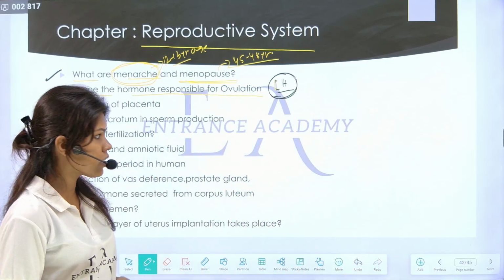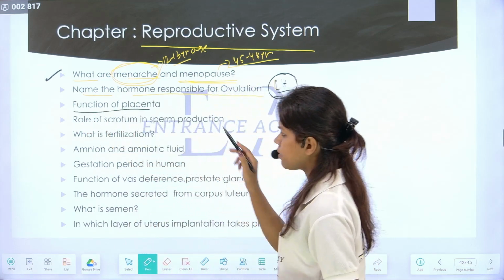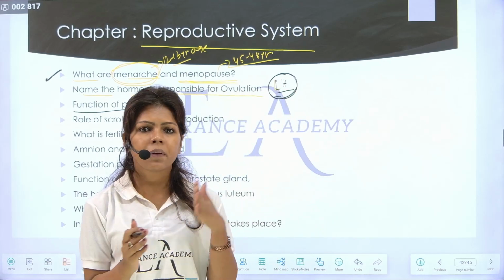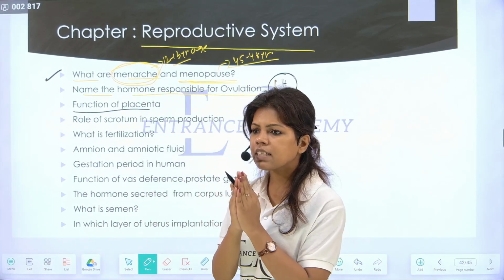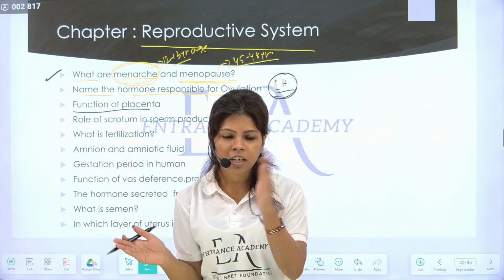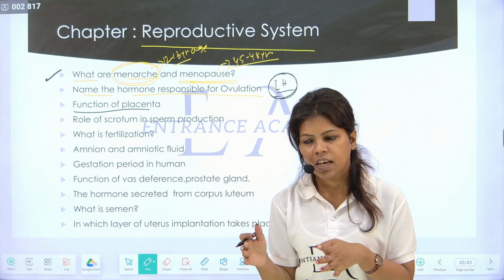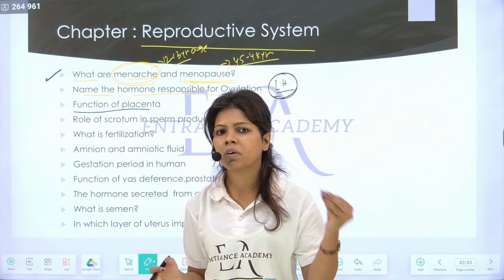This is another important question regarding this topic. Next, the function of placenta. So, what is placenta? It's a cake-like structure present in between the mother and the fetus. And placenta is responsible for transport of nutrient and materials from mother to fetus and removal of the carbon dioxide and waste material from fetus to mother.